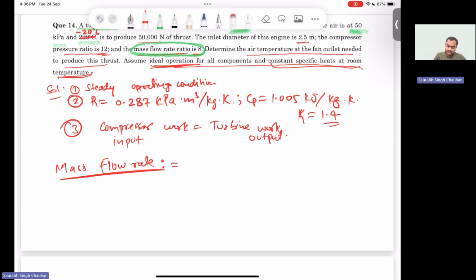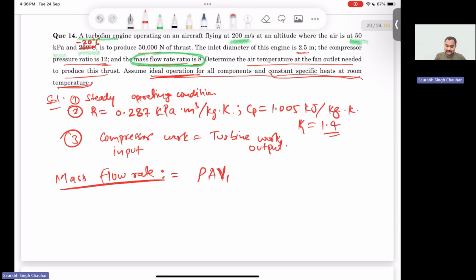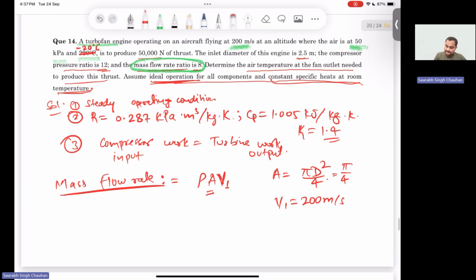The mass flow rate is what? Rho A V. Rho is density, A is the cross section area, and V is the inlet velocity. Let us write it V1, A1. So area you can find from the diameter because diameter is given. So area will be pi d square by 4. Velocity is given, 200 meter per second. So pi by 4 and diameter is 2.5 meter square. Okay, so we have A, we have V.